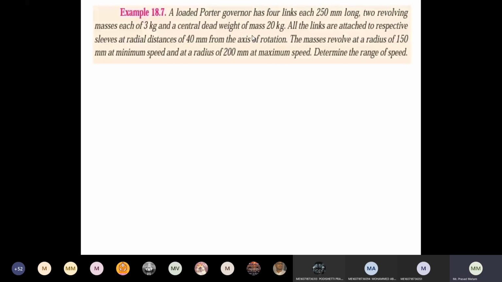This is the problem you are having, 18.7. A loaded Porter governor has 4 links, each 250 mm long, and 2 revolving masses, each of 3 kg, and a central load of 20 kg. All the links are attached to respective sleeves at a radial distance of 40 mm from the axis of rotation. The masses revolve at a radius of 150 mm at minimum speed and 200 mm at maximum speed. Determine the range of the speed.